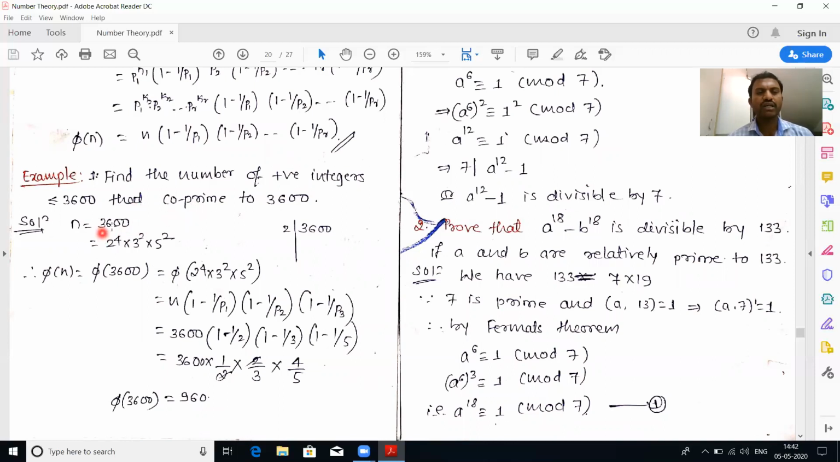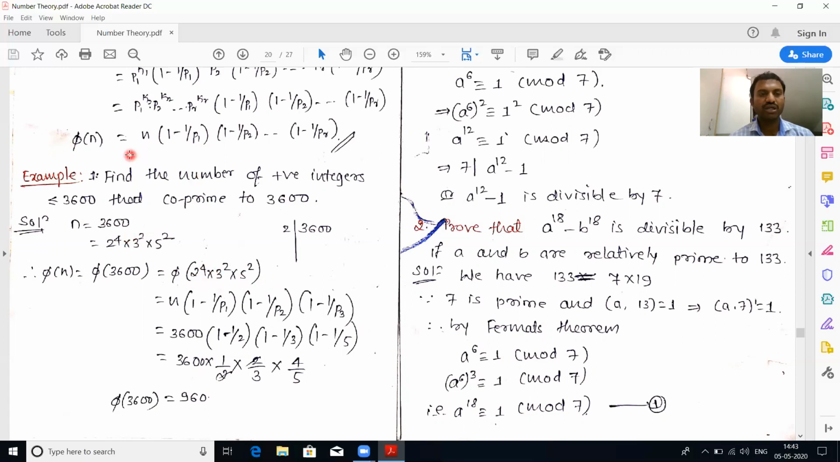So we will take n equal to 3600. That 3600 is expressed in standard form like this: go on dividing and express in standard form. We get 3600 is equal to 2 raised to 4, 3 square, into 5 square. So phi of n is equal to phi of 3600, that is phi of 2 raised to 4, 3 square, 5 square. Observe here, 2, 3 and 5 are the distinct prime factors of 3600.